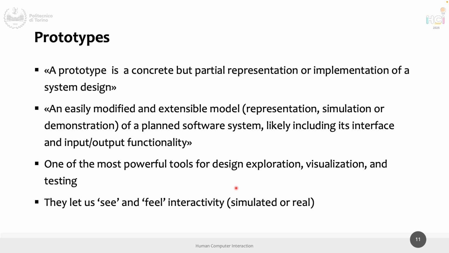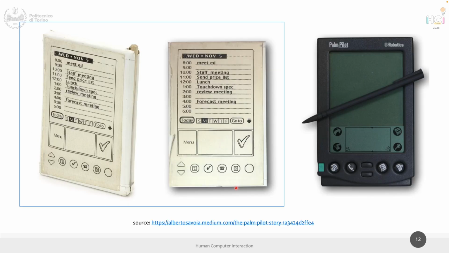And also easily modified and extensible should mean something you can quickly take apart and redo, easily, without spending weeks on that. And it's actually one of the most powerful tools for design exploration, visualization, and testing, because it allows us and any people to see and feel how the interactivity and the user interface work in various degrees of fidelity. So this is a prototype of the existing device on the other part of the screen.